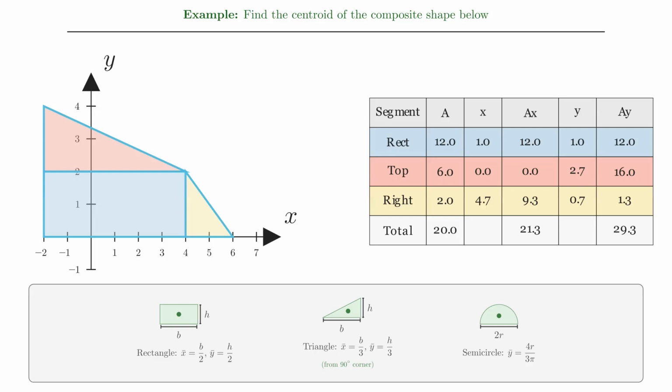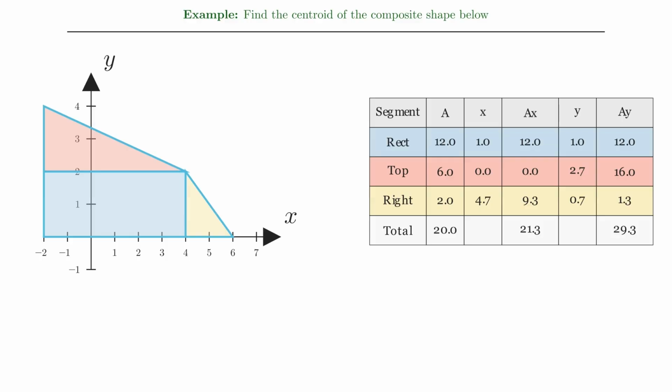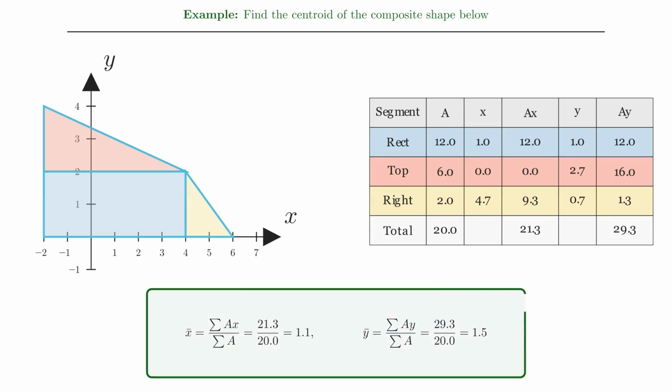Now we can find the overall centroid coordinate using the formulas. The x-coordinate is given by the formula x bar equals the sum of the AX's divided by the total area. So this is 21.3 divided by 20, which is 1.1. Similarly for the y, we get that y bar is equal to the sum of AY over the sum of the area, which is equal to 29.3 over 20, which is 1.5. So the centroid of the composite shape is at the point (1.1, 1.5).